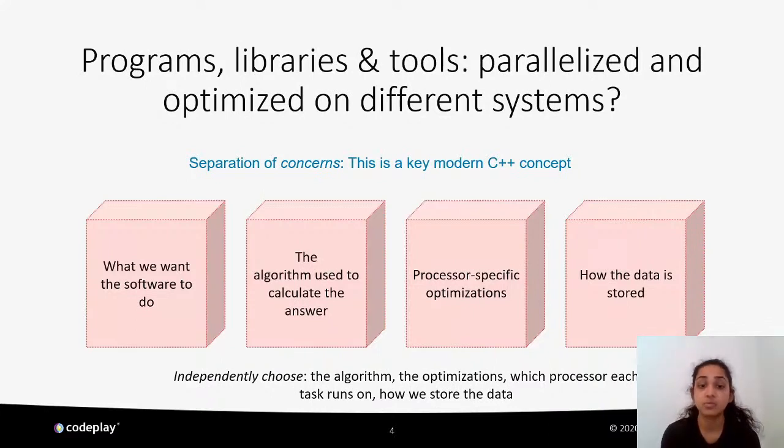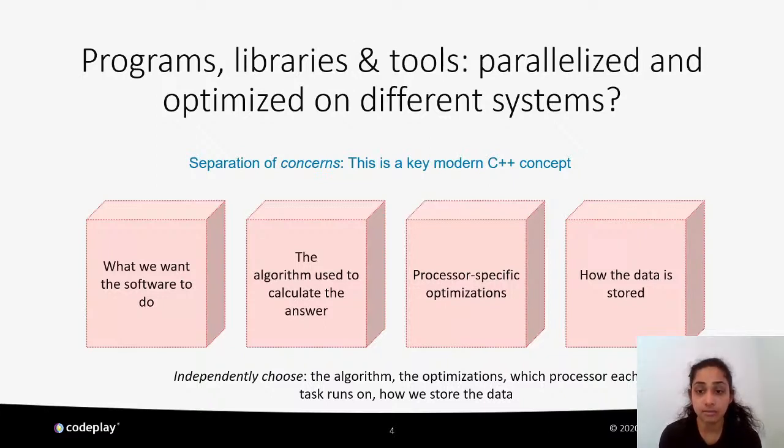The second stage is the algorithm that is used to calculate the answer. By dividing this, we can always replace different algorithms based on different processors. The third division is processor-specific optimizations. So what do we mean by processor-specific optimizations? If the processor has tensor cores, or if it has matrix multiplication units which have been designed to use very highly efficient mathematical operations, then we can use that instead of actually using our own mathematical operations.